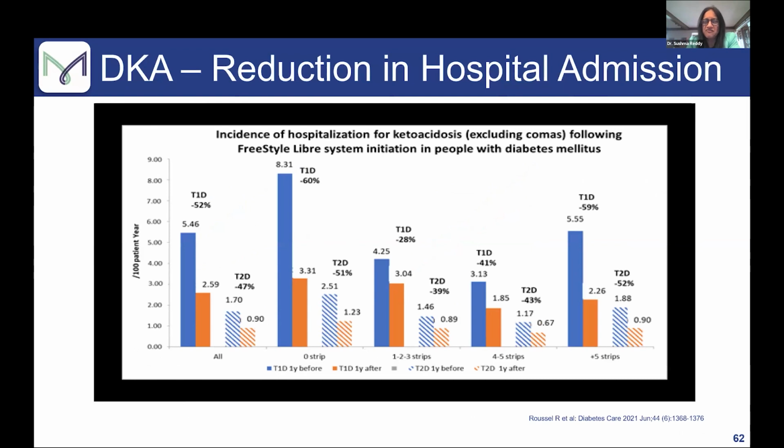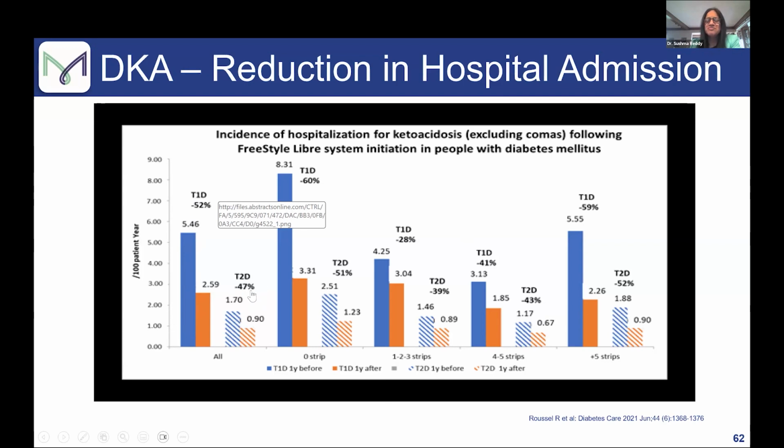This is a study done in France. This was done in both type 1 and type 2, looking at hospitalizations for DKA. Again, looking at hospitalizations 1 year prior to use of CGM and 1 year afterwards. Again, it was a Freestyle Libre. In blue is type 1, and in the hashed lines is the type 2s. So here you can see there's a 52% reduction in hospitalizations for type 1 before and after, about 47% for type 2s.